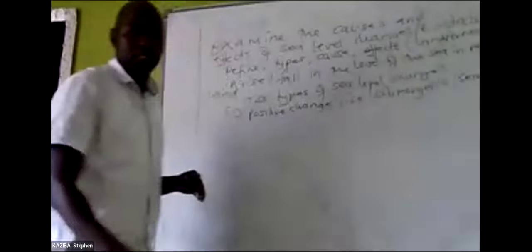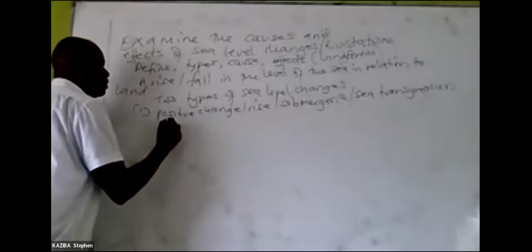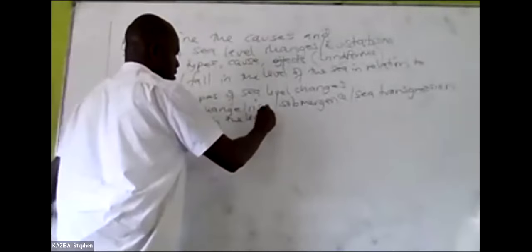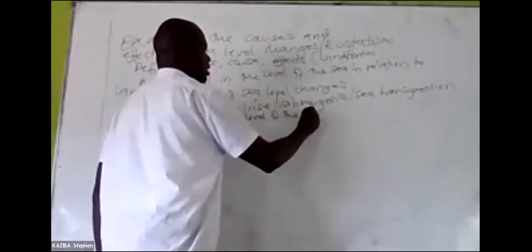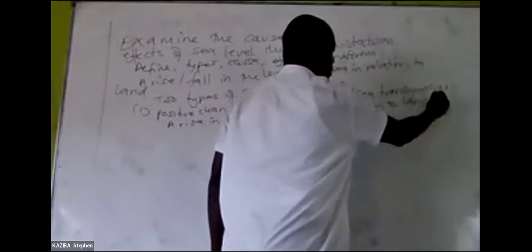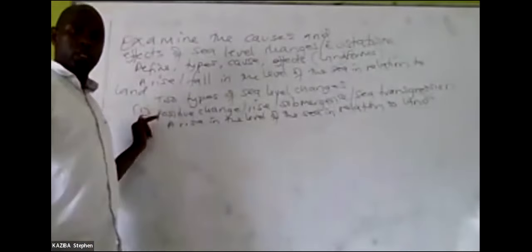It is also referred to as sea transgression. Now, when you're defining this one, it refers to just a rise in the level of the sea in relation to land. So where the water level rises in relation to land, that's what we call a positive change.